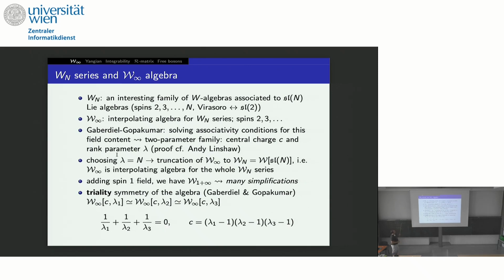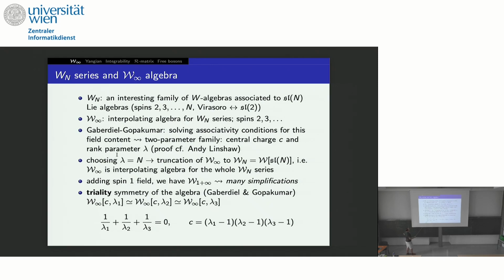So they coined this symmetry permuting the lambda parameters triality symmetry. And it shows up in many places in the representation theory, as I can show you on the next slides. But just one thing. So these three rank-like parameters are related by this type of condition.